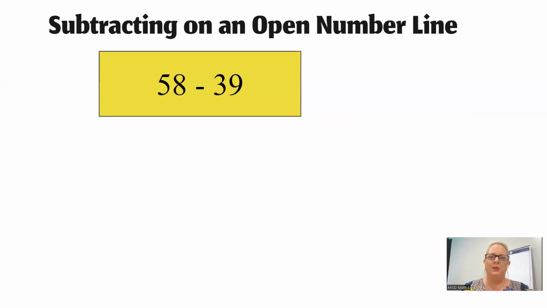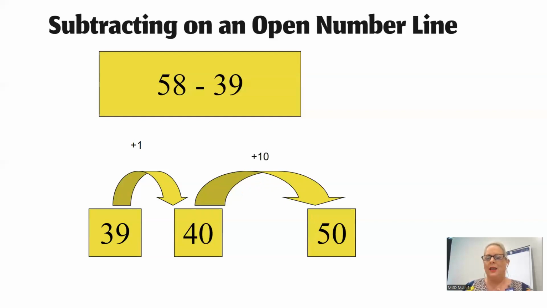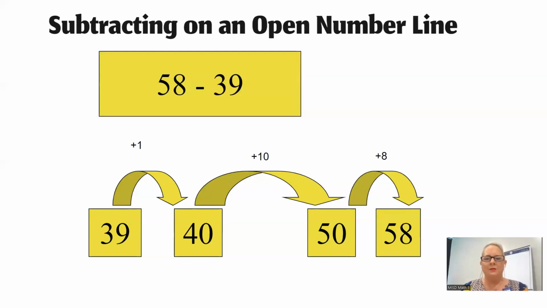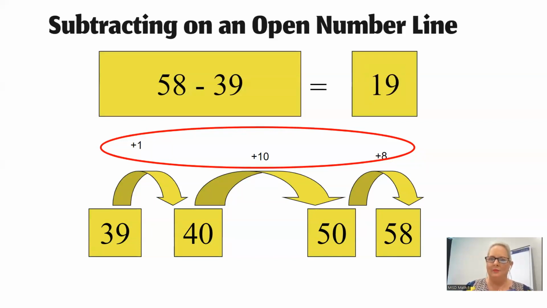So 58 minus 39, if I'm counting up, I'm going to start at 39, and I'm going to try to find an easy number. 40 has a 0 on the end, so to me that's an easy number. So I'm going to count up 1, and that gets me to 40. And then I can count up 10, real easy, to get me to 50, another easy number. And then all I have to do is go up 8 more to get me to 58. Once I've done all that, the jumps that I took, I just add those together. 10 plus 8 is 18, plus 1 more is 19. So the difference between 58 and 39 is 19. It's as simple as that.